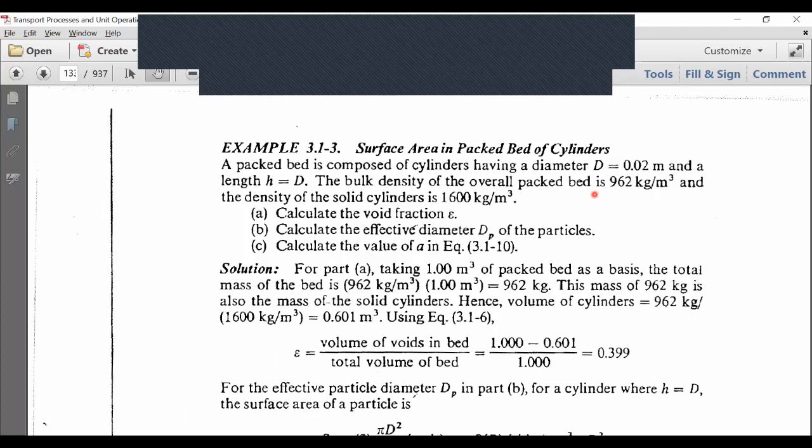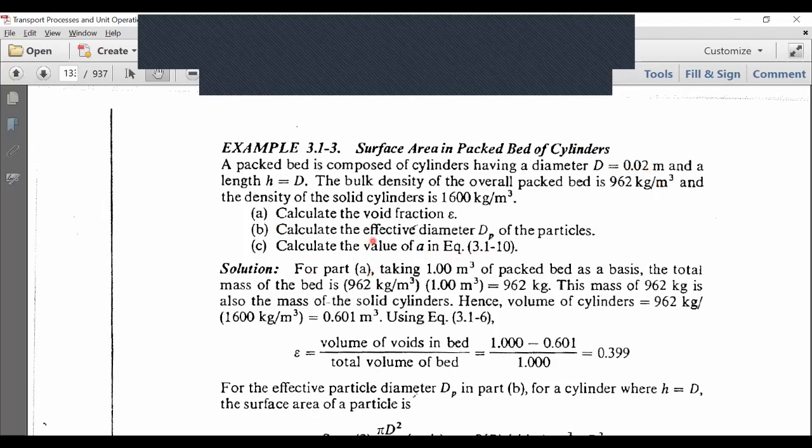If it's spheres, dp equals the diameter of the spheres. However, it is a cylinder, right? So for dp, we cannot use 0.02, because it's not a spherical shape. Then calculate the value of A using equation 3.110.